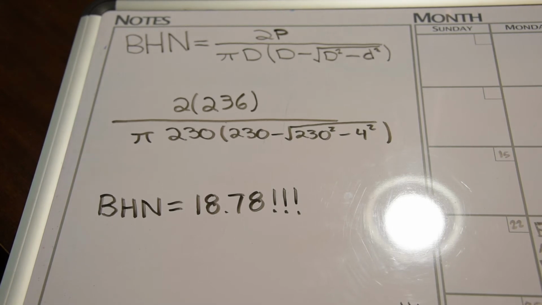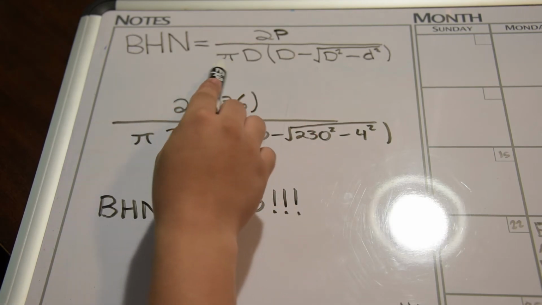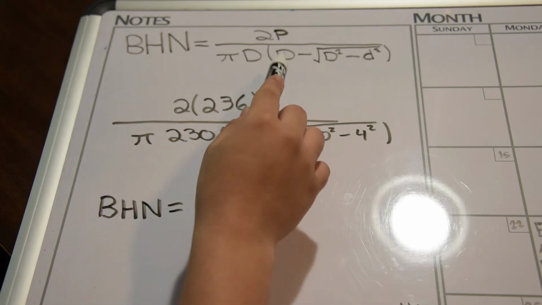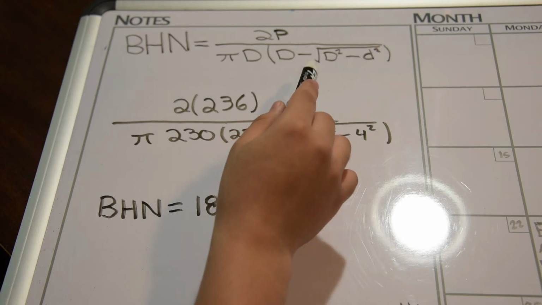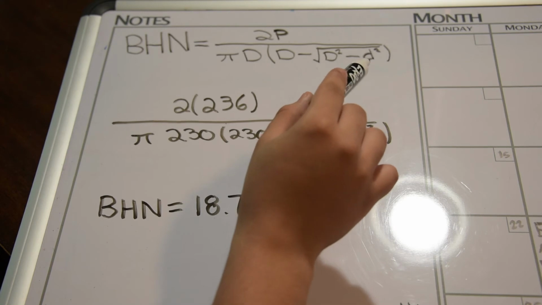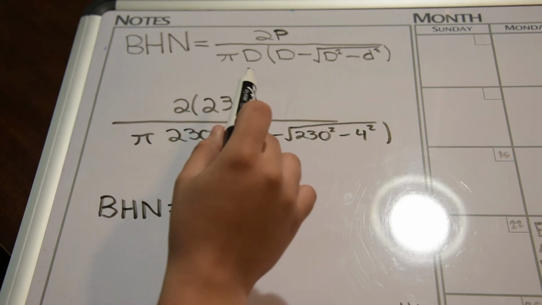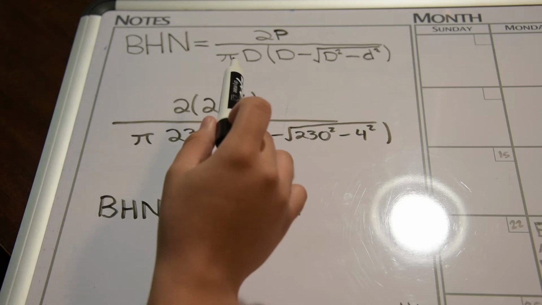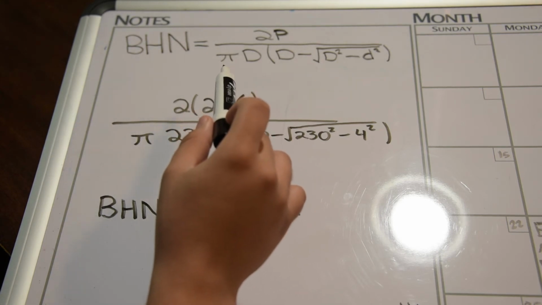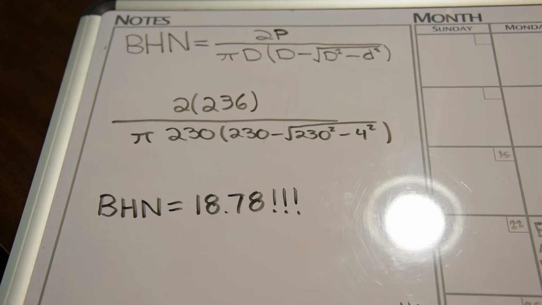So to figure out the Brinell hardness number, the equation is 2P divided by pi times D, parentheses D minus the square root of D squared minus d squared. And basically the P stands for applied force, the capital D stands for foot length, and the lowercase d stands for indentation. You and I weigh about 260 pounds each, so that's 236 kilograms of force.